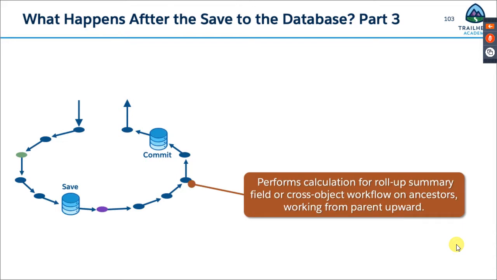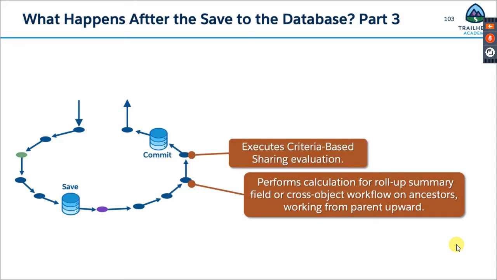Once that is done, we'll do the roll-up summary fields. If this is a detail that we're inserting, we have to go to the parent, and we'll talk about that in a bit. Then you do your criteria-based sharing rules, and last but not least, you execute any post-commit logic. You commit, and then you perform any post-commit logic.